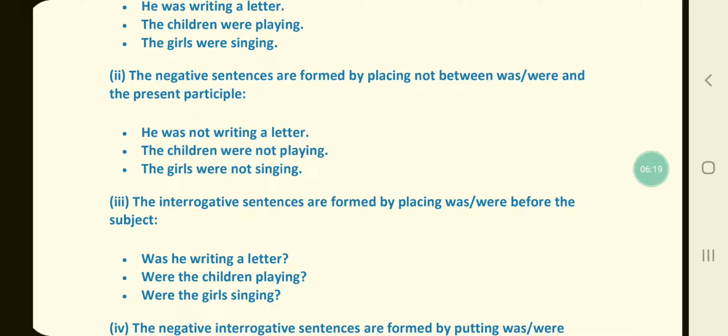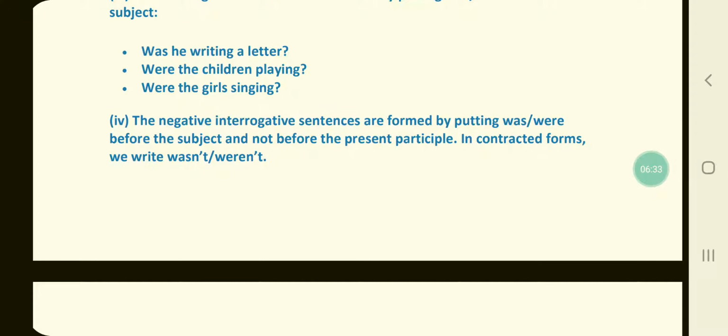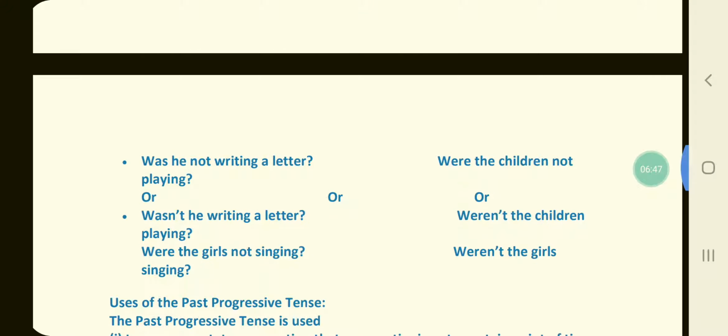The interrogative sentences of this kind are formed by placing was or were before the subject. For example, was he writing a letter? Were the children playing? Now, children, the negative interrogative sentences are formed by putting was or were before the subject and not before the present participle. In contracted forms, we write wasn't and weren't. Example, was he not writing a letter? Were the children not doing their work? Wasn't he writing a letter? Weren't the children playing? So these are few examples.